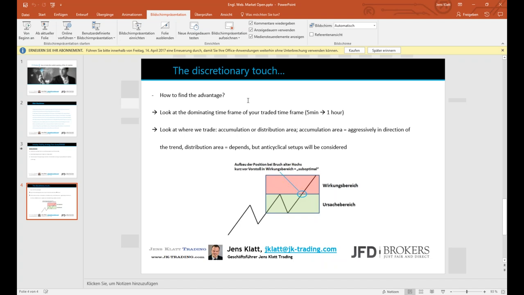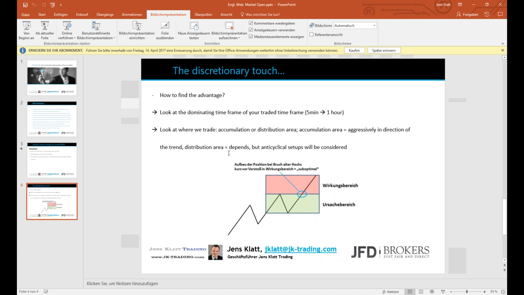It's very simple. I look at the dominating time frame of the time frame I trade, which in my case, when I trade the 5-minute time frame, is the hourly, and then look at where we trade. Where do we trade right now? Is it the accumulation or the distribution area? If we are trading in the accumulation area, then I'll be really aggressive in the direction of the trend and the direction of the identified advantage.